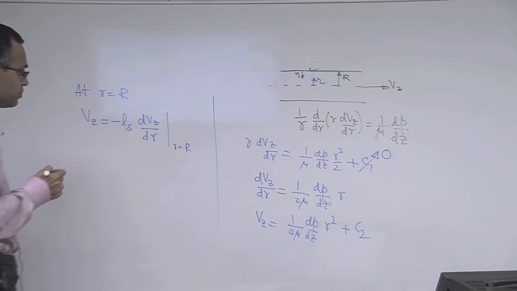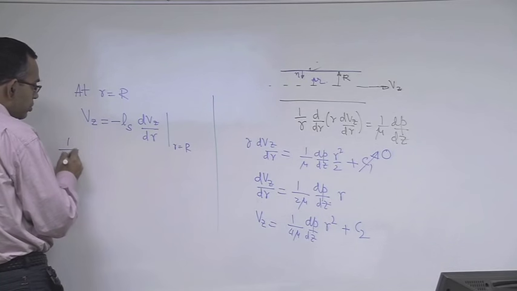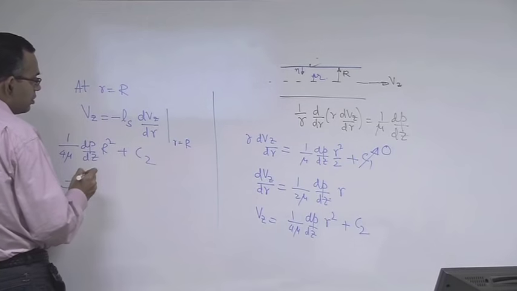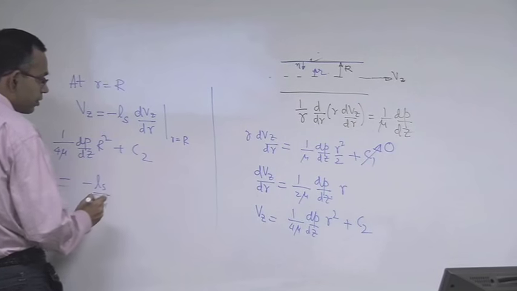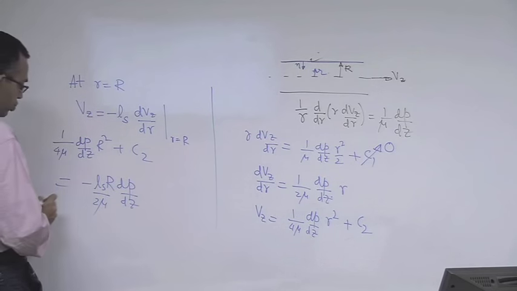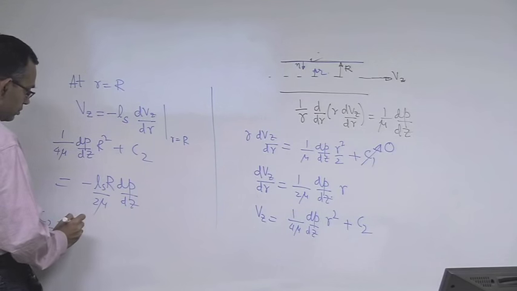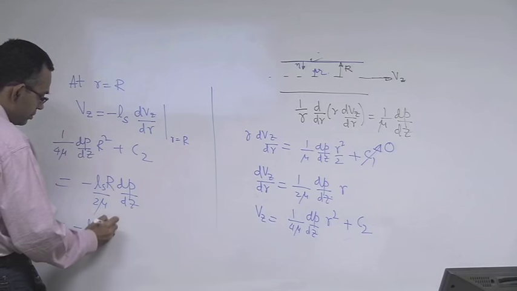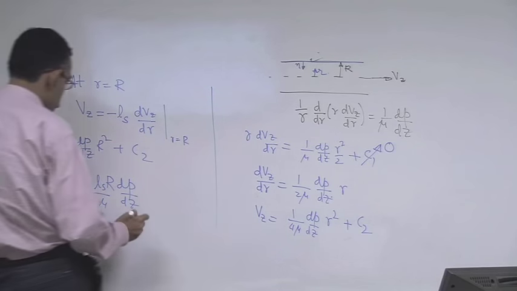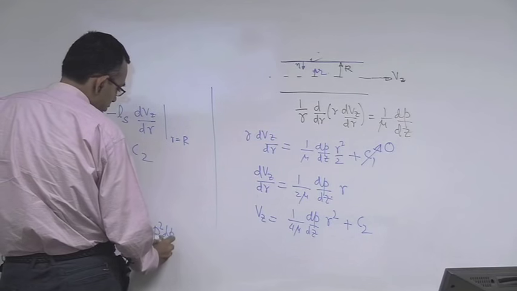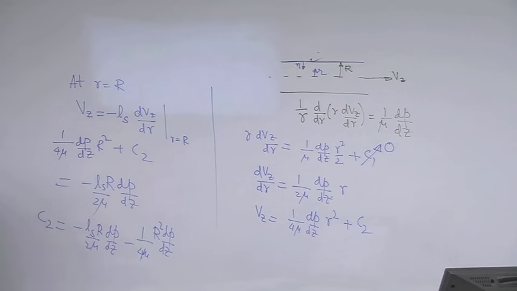So, you can write 1 by 4 mu dp dz r square plus c2 is equal to minus Ls by 2 mu dp dz into r. So, what is c2? C2 is minus Ls R by 2 mu dP dz, minus 1 by 4 mu r square dp dz. Okay.